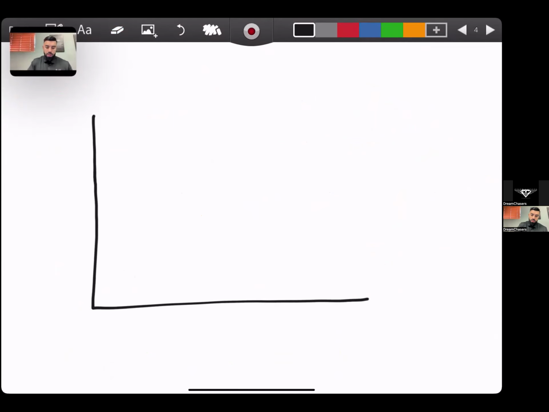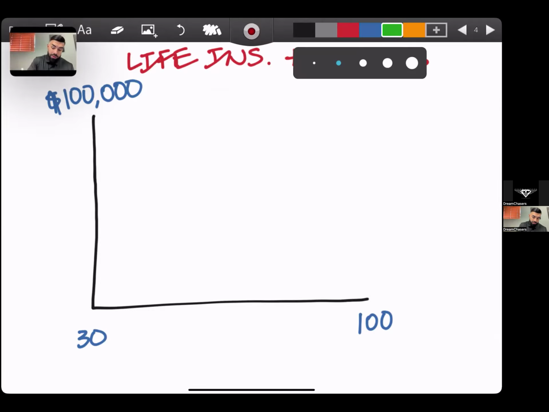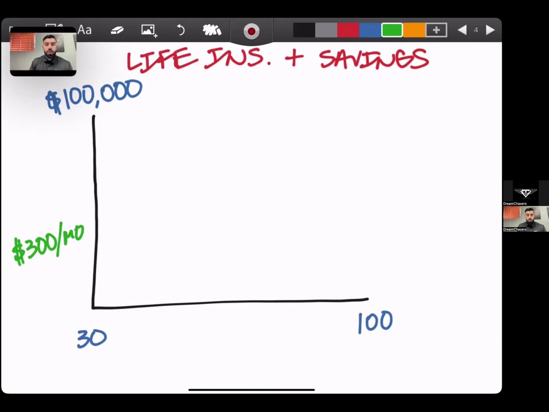So remember, it is life insurance with a savings, with cash value. Let's say the person is covered for $100,000. They purchase this policy when they're 30. It's going to cover them till they're age 100. Their premium that they're going to pay for this policy, let's say, is $300 a month. So, limited pay whole life.